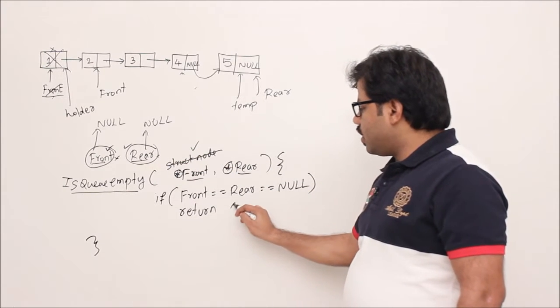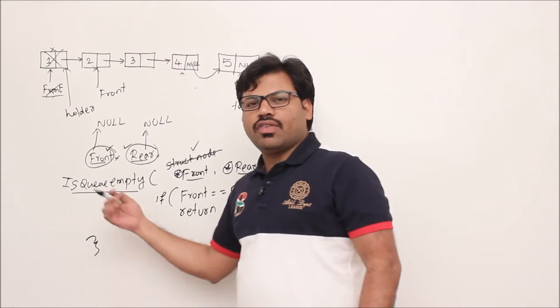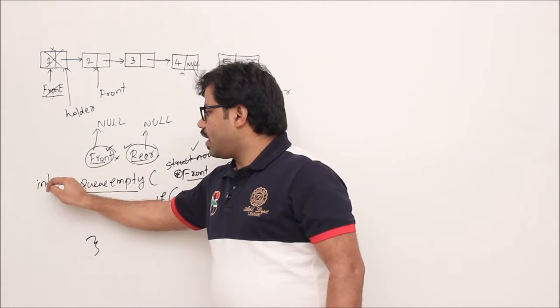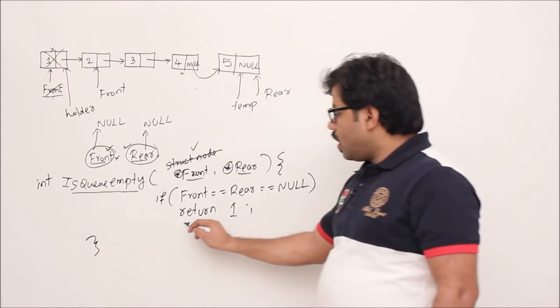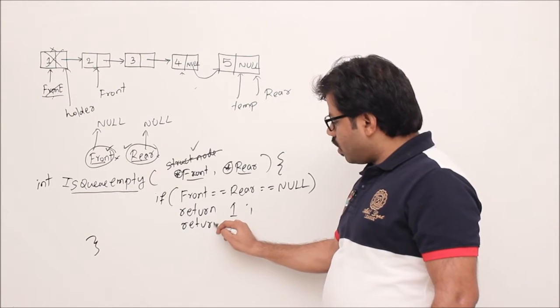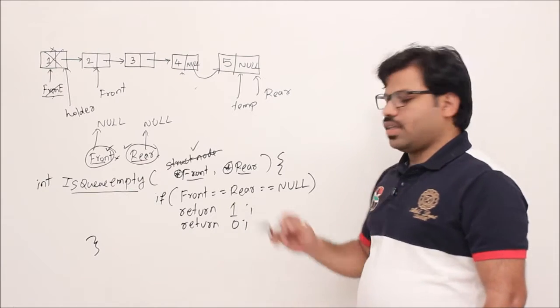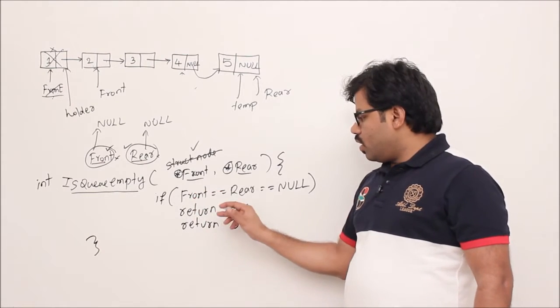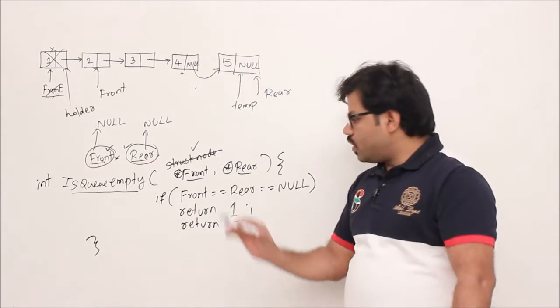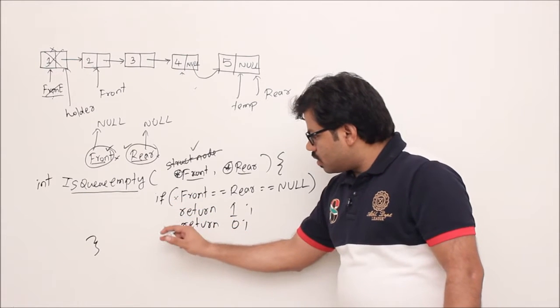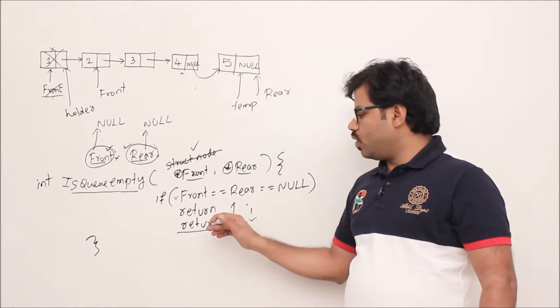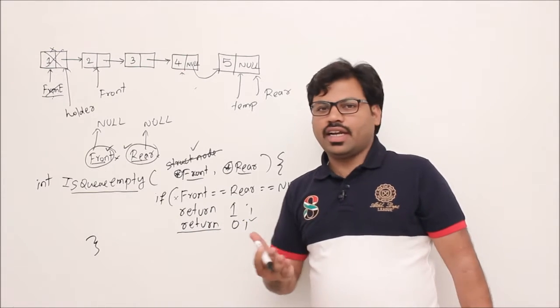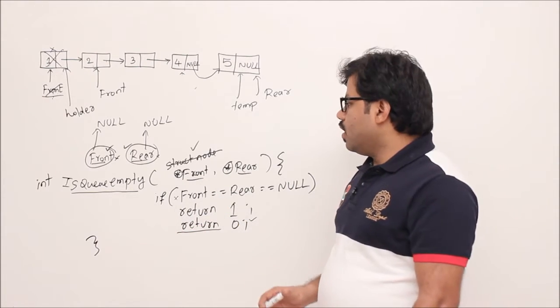So return 1. What is the return type I can take? Either boolean or integer. Anything I can take, let me take integer. So return 1. 1 means true. Otherwise what? Return false. False means 0. That's it. If this condition is true, then return 1 and close it. If this condition is false, then this line will be executed and we return 0 and we close the method, because we know that return will be the logical end of any method, right?